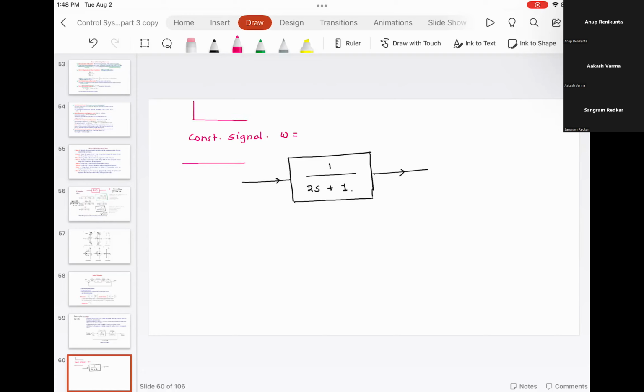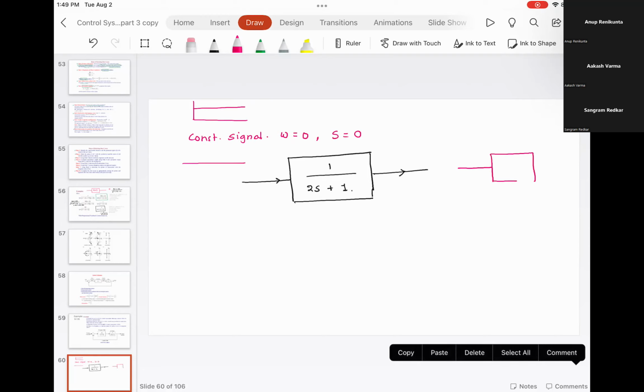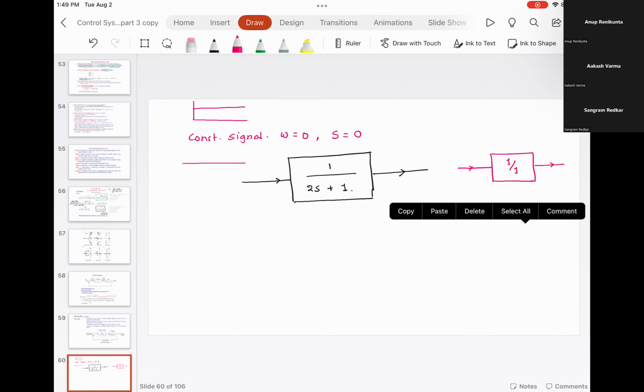It's a DC signal, right? So you show it like this. So the frequency is 0. Do you agree with me? So if I have a constant signal, frequency is 0. In other words, my s value is 0. So if I supply s equal to 0, what do I get? I get 1/1. So what that means is, whatever is my input would equal my output. Do you agree with me?